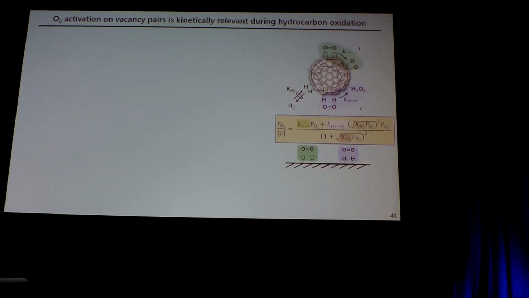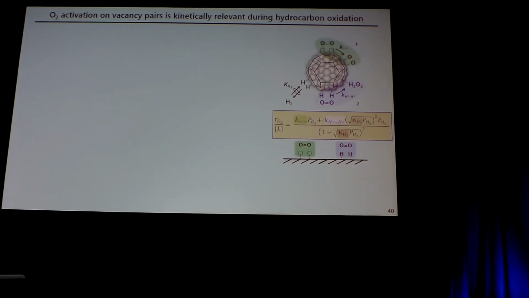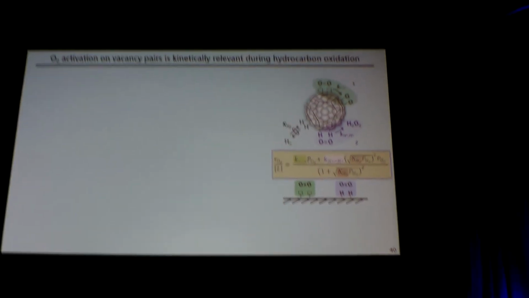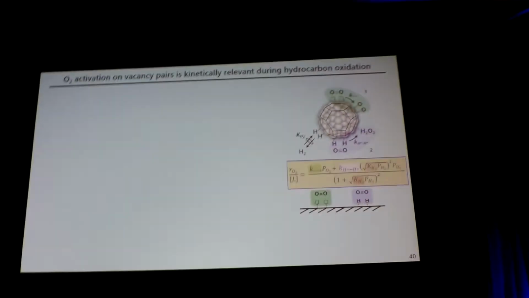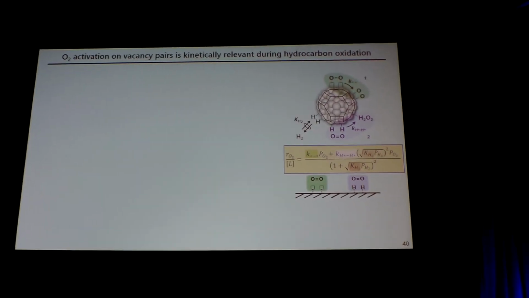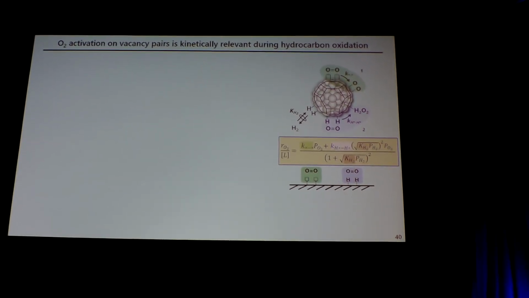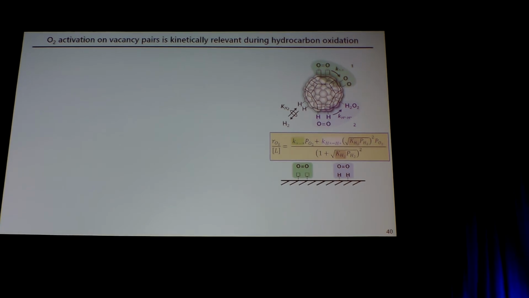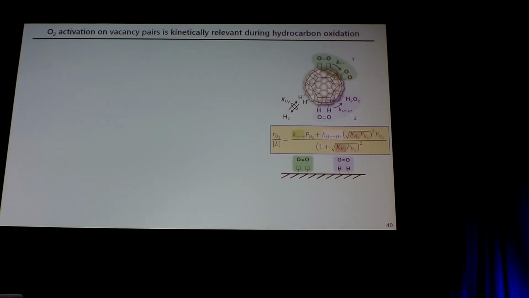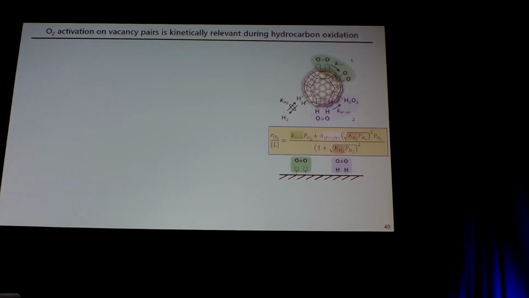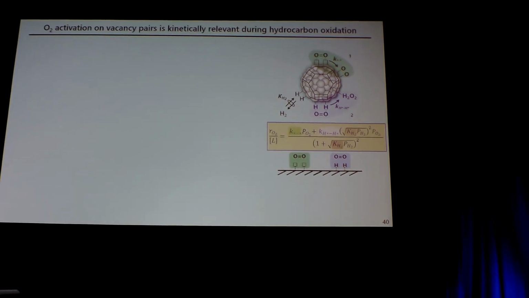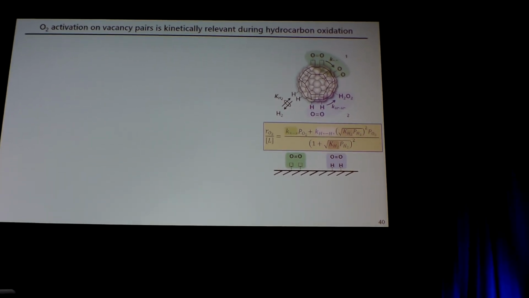Okay, so moving forward, what we've seen so far is that there are two oxygen activation pathways for this reaction. The first involving dissociation on vicinal vacancies, and the second involving direct reaction with adsorbed hydrogen atoms. But what happens when we add another reductant to the mix? How does that affect the relative rates of each of these pathways?